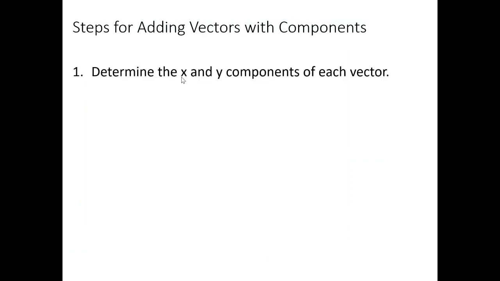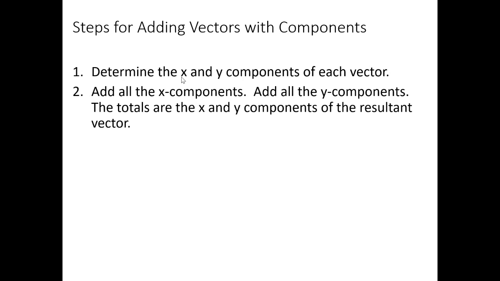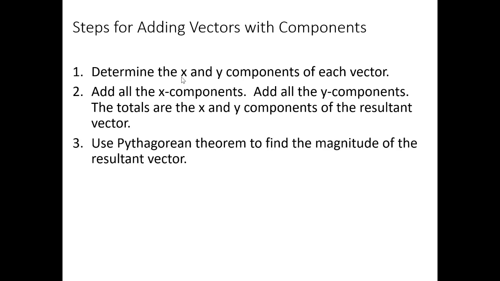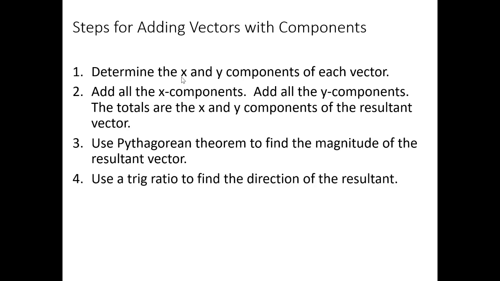So our steps for adding vectors with components. First, we're going to determine the X and Y components of each vector. Then we're going to add all the X's, add all the Y's. The totals of those X and Y components is going to give us the components of our resultant vector. Okay, then we'll use Pythagorean theorem. We'll find the size or the magnitude of our resultant. Okay, then we'll use a trig ratio, and we'll find the direction of the resultant.